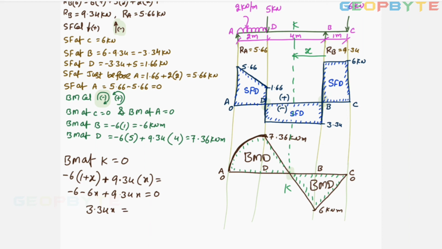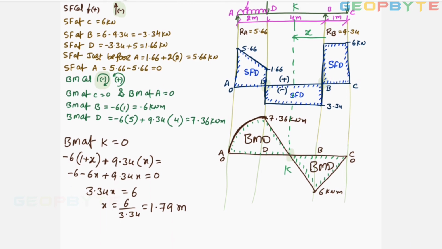3.34 x equal to 6. x equal to 6 by 3.34. Simplify it. 6 divided by 3.34, the answer is 1.79 meters. Therefore, the point of contraflexure is occurring at a distance of 1.79 meters from the point B.